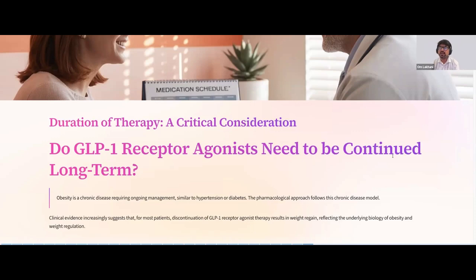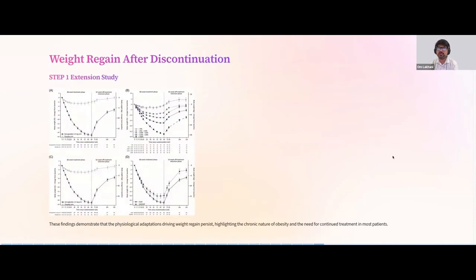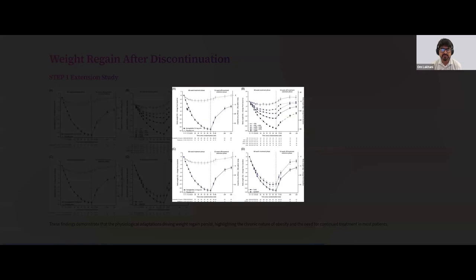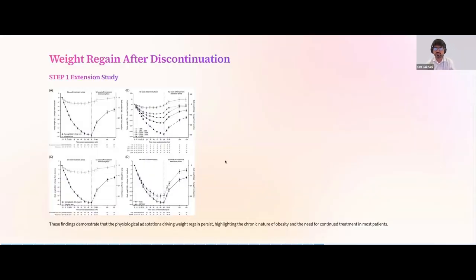Now there are studies, a couple of them. One is a study called STEP 1 Extension, where people were initially given semaglutide and then the drug was discontinued. Up to 68 weeks the patients were on this, and then when they stop, look at the way it's going back. The weight is being regained. This is what happens with a lot of these agents.